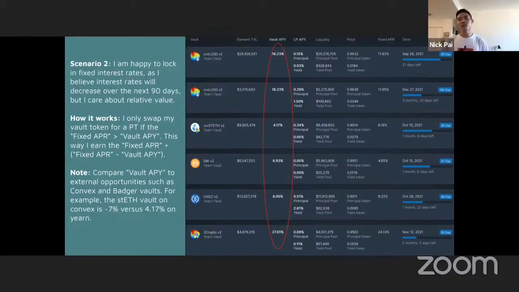So this scenario for the investor only differs in that you need to consider what the opportunity cost is for locking in fixed income. So you could look at the vault APY column, or you could think about other external opportunities. If you look at the last row, there's a Try Crypto token, which the vault APY is around 27%, but on other yield aggregators like Convex and Badger, the yield's actually much higher. So this isn't as attractive as it looks.